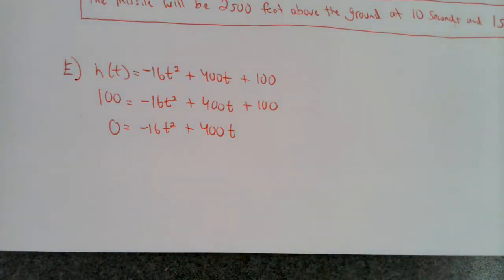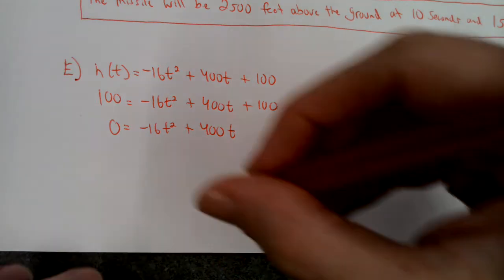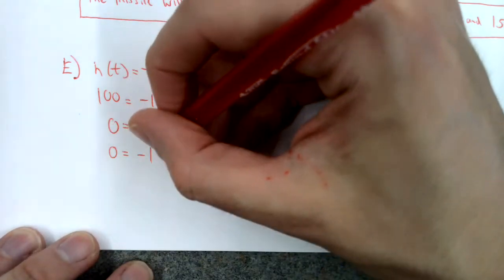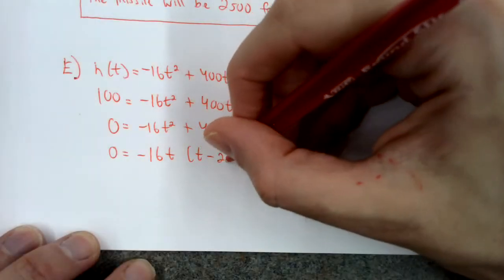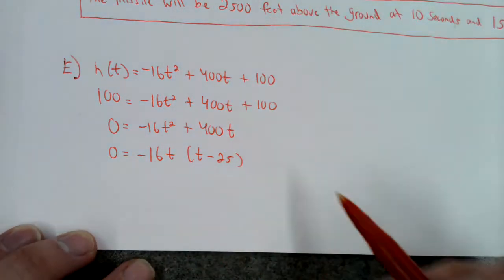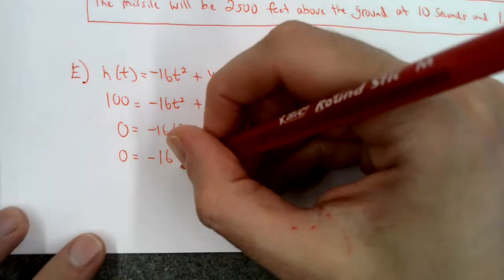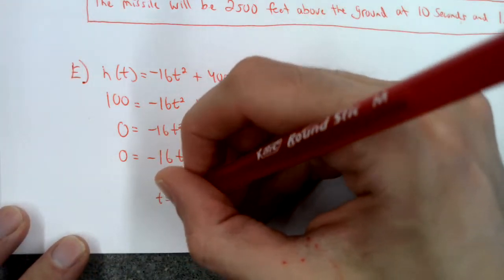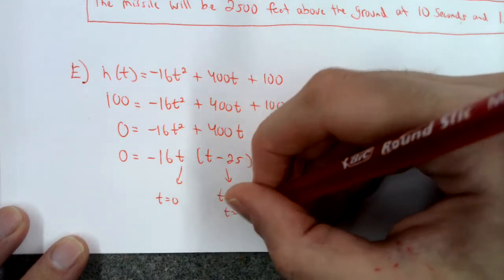Now I'm going to factor the right. I am going to take out the common factor of negative 16t. And when I do that, I get t minus 25. Think back to Unit 3, factoring out a GCF. And now I'm going to solve each of these. I have t equals 0, and I have t minus 25 equals 0, which means t equals 25.